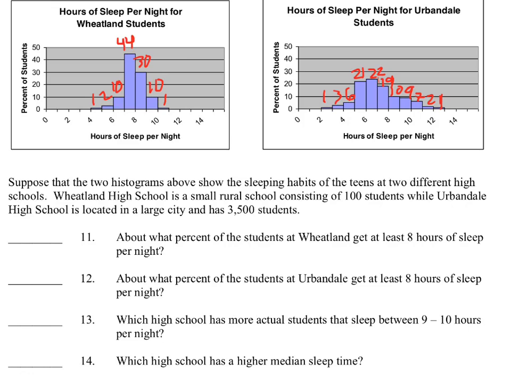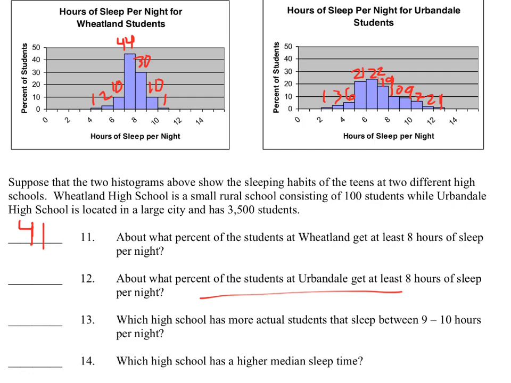So this is hours of sleep per night for 2 different areas: Wheatland students and Urbandale students. You know, when you have names like that, it's totally made up. So Wheatland Rural School, 100 students. Urbandale, largest city, 3,500 students, which is more students than Copper Hills has, by the way. Anyway, what percent of students get at least 8 hours of sleep? For Wheatland, you need to add all those up. That gives you 41.